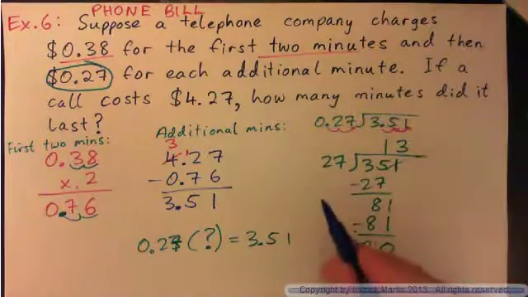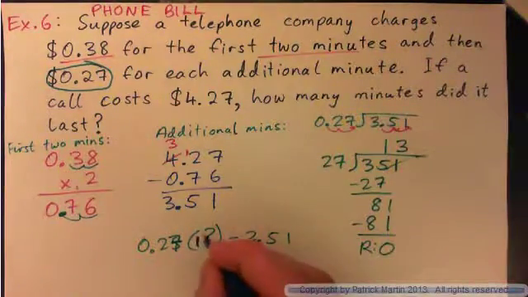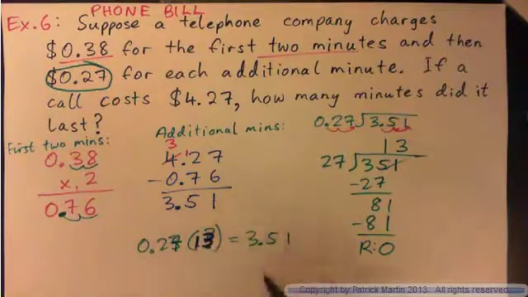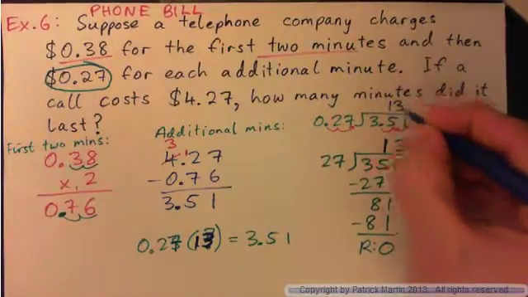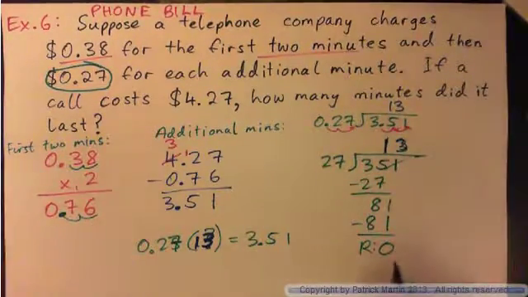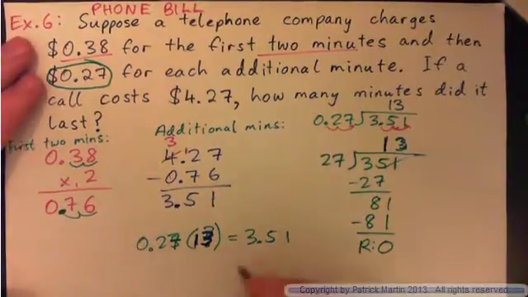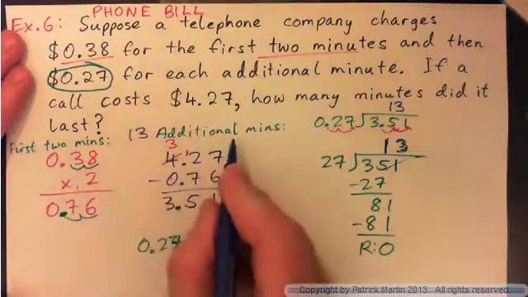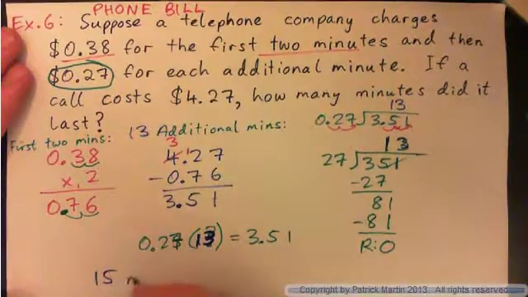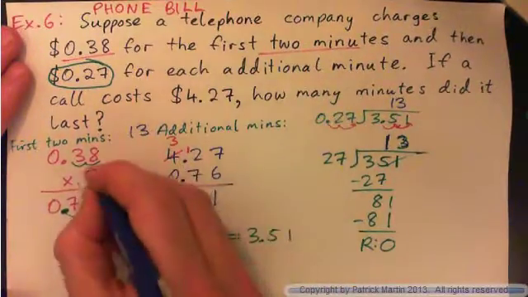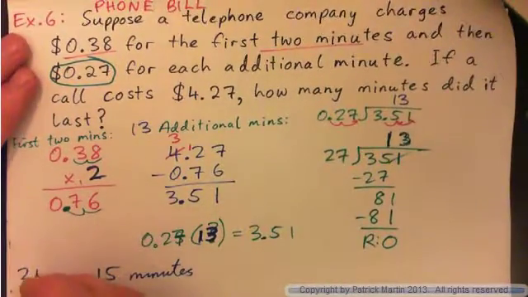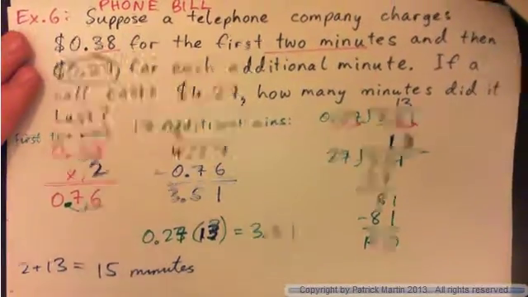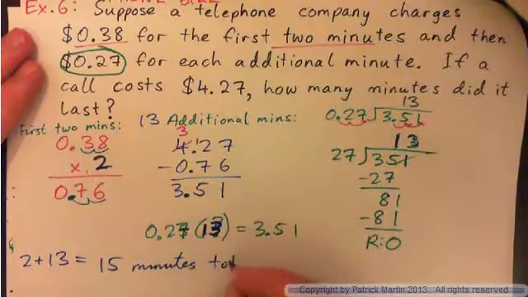I went 0.27 times 13 apparently gives $3.51, right? Because 13 is the answer to this division. 13 minutes. Okay. So we've got the first 2 minutes and then 13 additional minutes. So that's 15 minutes total. How did you get that? First 2 minutes, 2 plus the 13 additional minutes gives 15 minutes total, doesn't it?